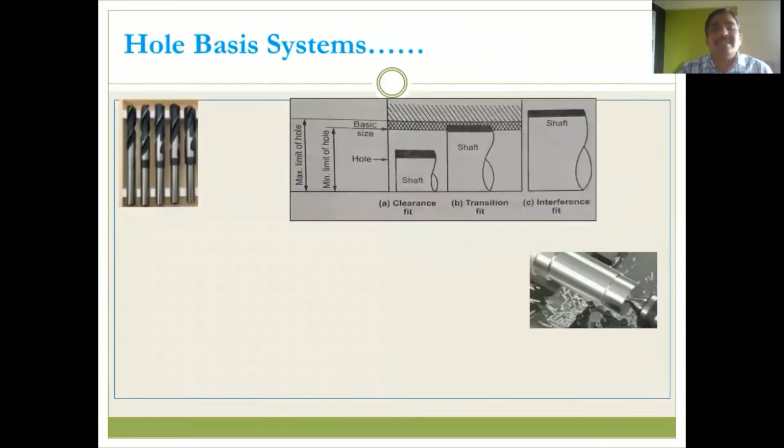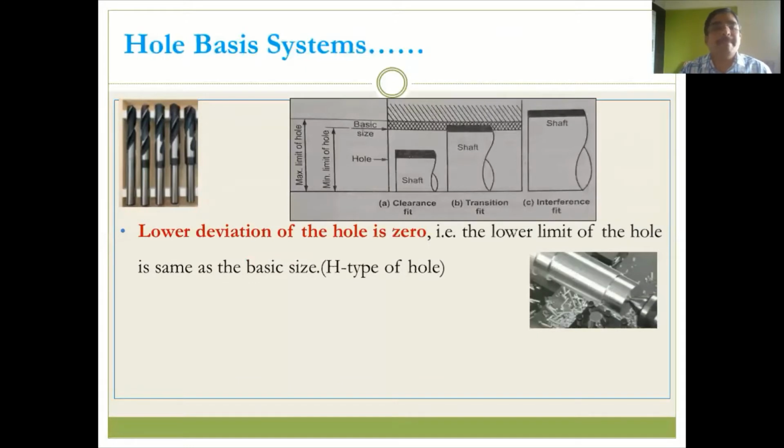Now in the hole basis system, a few points we will see here. The lower deviation of the hole is 0. What does it mean? This yellow line which I have shown indicates the 0 line, right? That 0 line always corresponds to the basic size. Here you can see that this is the lower limit of the hole. So the lower limit of the hole is lying on the basic size. That's why we can say that the lower limit of the hole is equal to the basic size in the hole basis system, and this is only for the H type of hole.